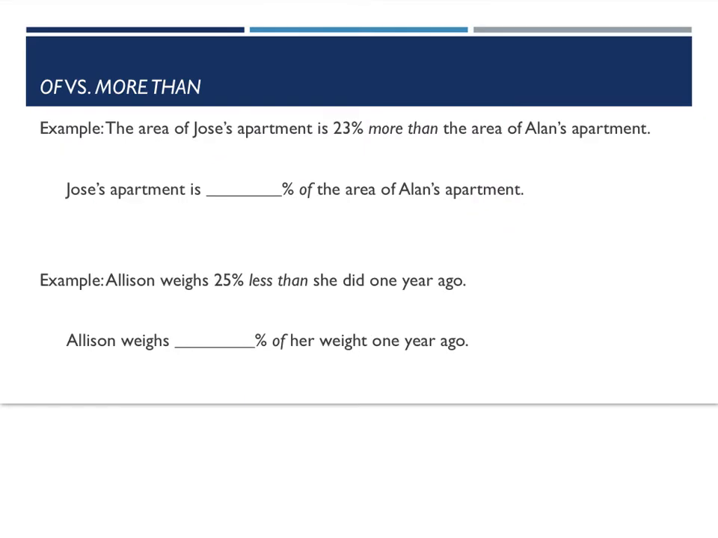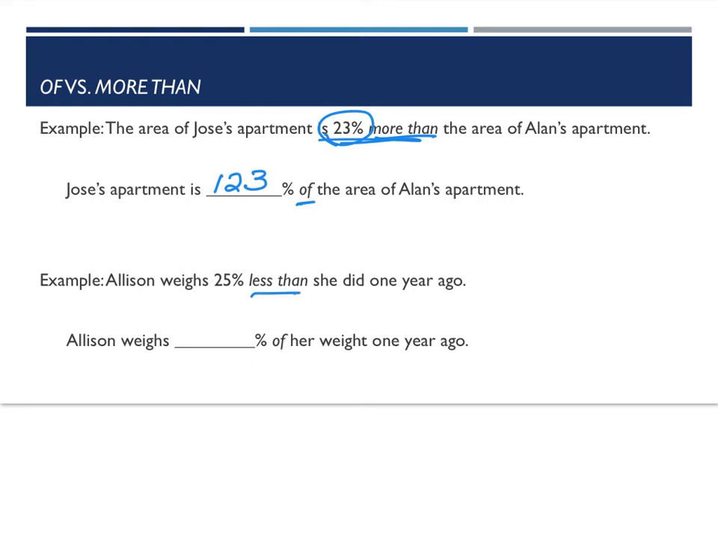But here's how it works in the problems we see. The area of Jose's apartment is 23% more than the area of Alan's. So this is talking about just the amount that got added. If I want to change more than to of, I want to talk about the amount that you have after you added it. So 100% is what you started with, plus the 23% means Jose's apartment is 123% of the area of Alan's.